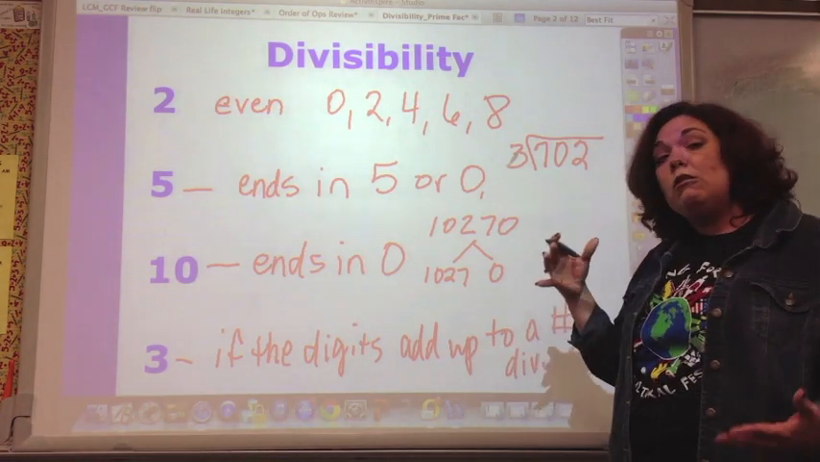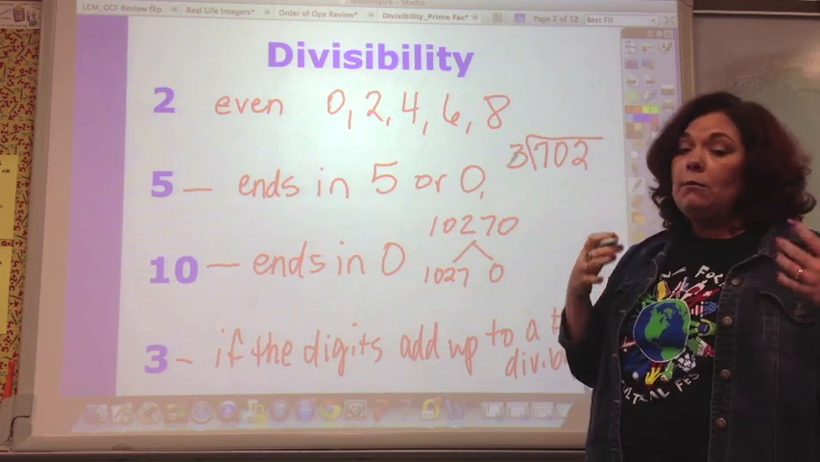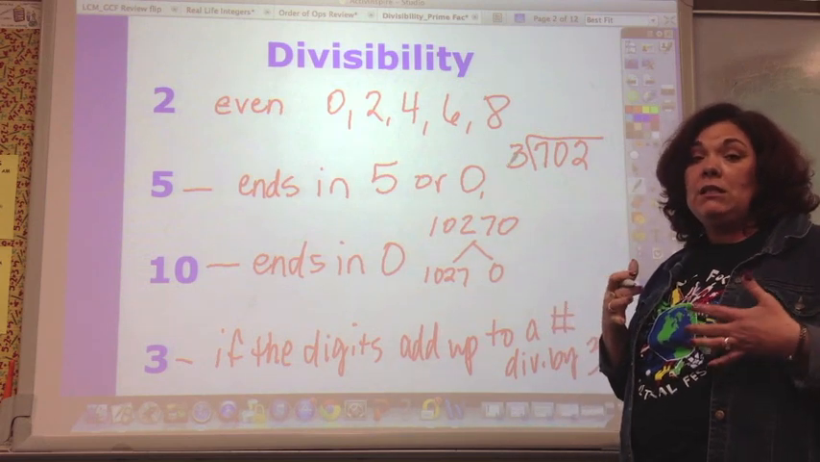So these are the 4 rules that you really need to be able to work with to break those big numbers down to get them in smaller chunks.